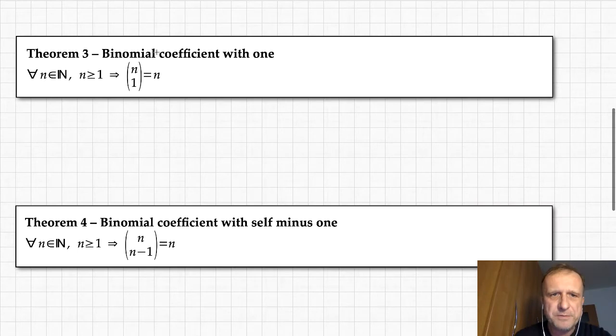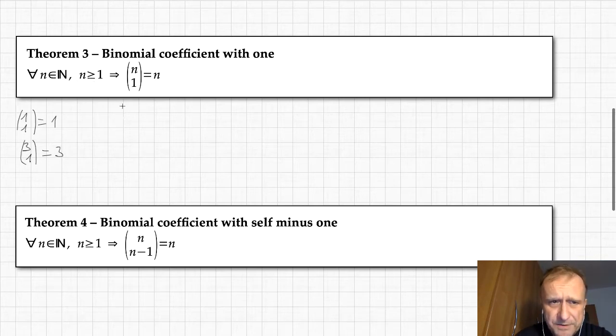Now we have the binomial coefficient with 1. So for all n in natural numbers which are greater than or equal to 1, n choose 1 is always n. For example, 1 choose 1 is 1, or 3 choose 1 is 3, and so on. We can't have 0 choose 1, this would be nonsense. So there is this condition, n has to be greater than or equal to 1.